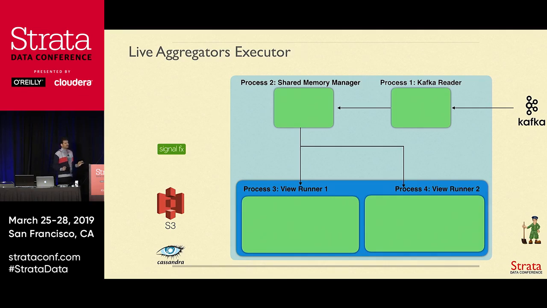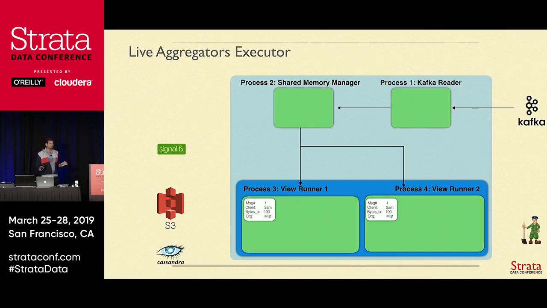So let's understand this with a simple example. There is this message from Sam. When it comes in, Kafka reader reads that message and then sends it to shared memory manager. Once it is there, it is now shared memory manager's responsibility to share that message with both the views. After getting that message, the views start the actual work. Now they will start aggregating that data based on the message it received.